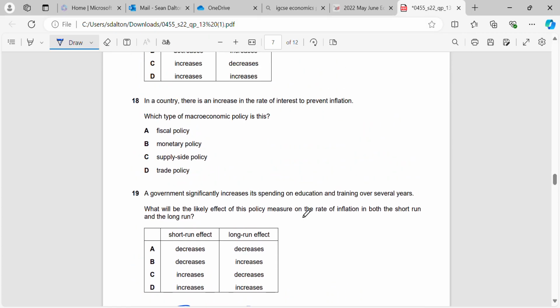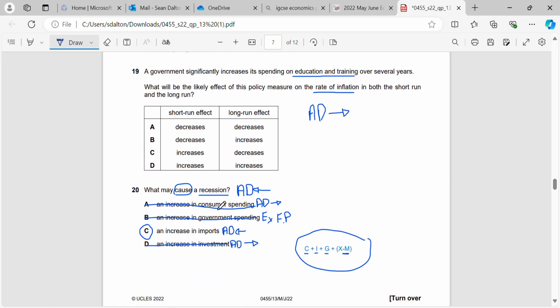Okay, question 19. A government significantly increases its spending on education and training over several years. What will be the likely effect of this policy on the rate of inflation in both the short run and the long run? One thing to keep in mind is spending on education and training. Who spends that money? It's the government. So that means that the short run effect will be AD shifting to the right. And we said that in the short run we can fix a recession by having AD shift to the right as we increase this government spending, where we're spending on education and training.